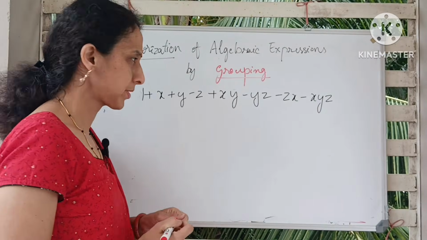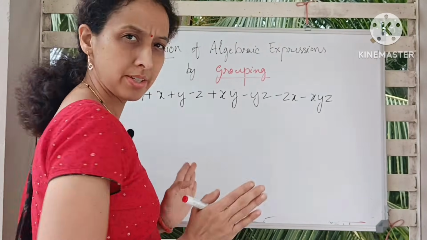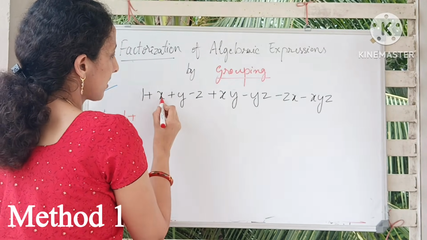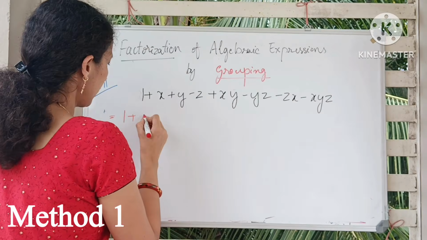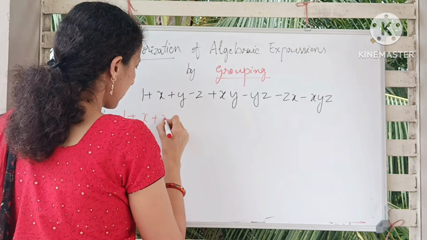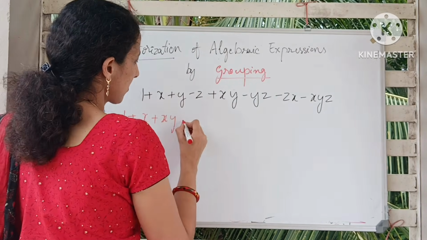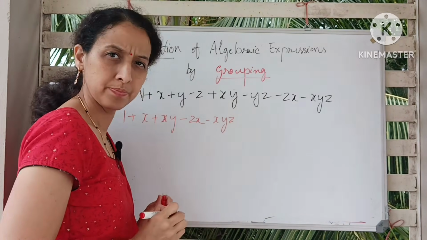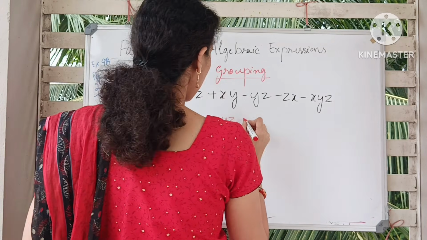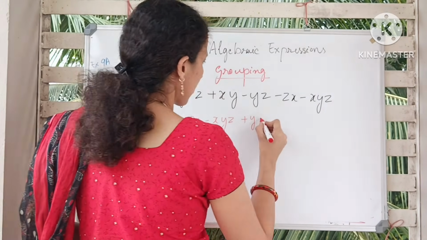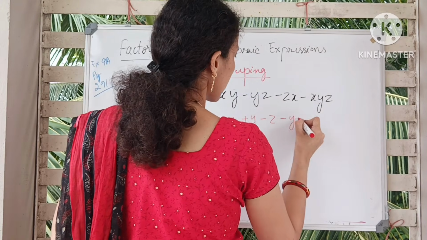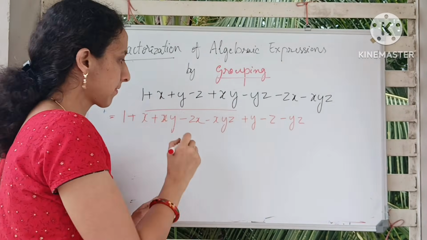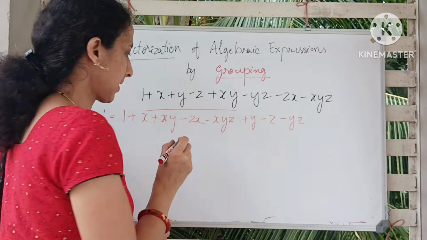Here I have an algebraic expression with lots of terms. Let us try to group. So first I'll keep 1 as is, then all the x's I group, then I'll have x plus xy minus zx minus xyz, and what remains is plus y minus z minus yz. Now we can say that all these have x as a common factor. So let me take out x.